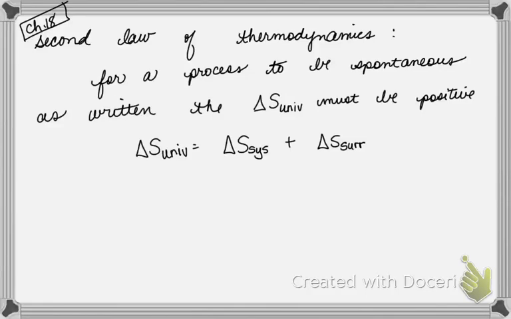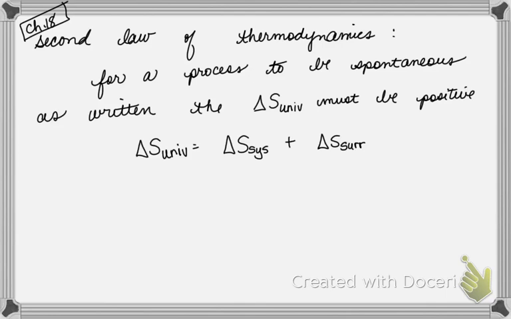Okay, continuing with chapter 18. We've talked about enthalpy, with endothermic being a positive delta H and exothermic being a negative delta H, and that exothermic reactions are favored. Thermodynamics favors an exothermic reaction, yet we know endothermic reactions can be spontaneous.